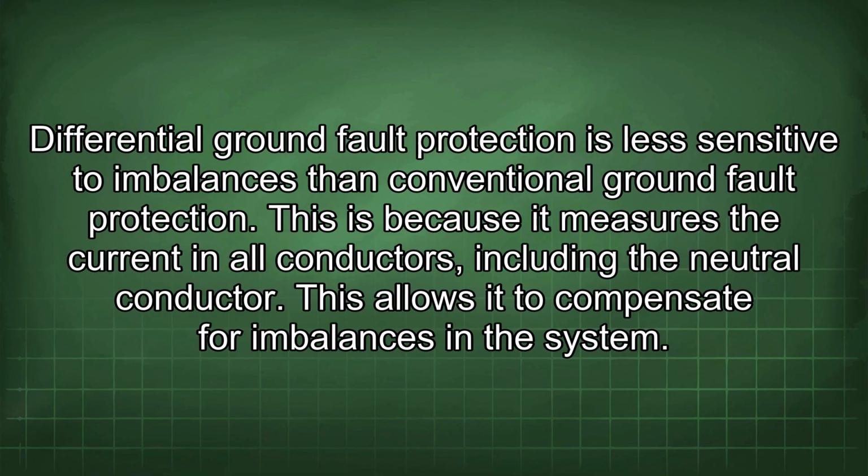Differential ground fault protection is less sensitive to imbalances than conventional ground fault protection. This is because it measures the current in all conductors, including the neutral conductor. This allows it to compensate for imbalances in the system.